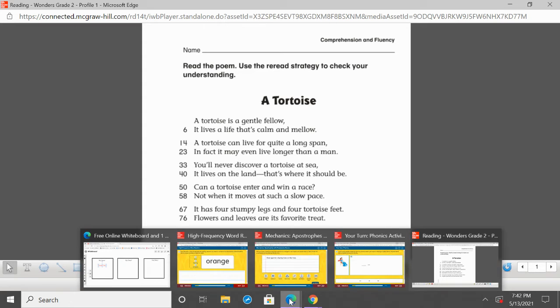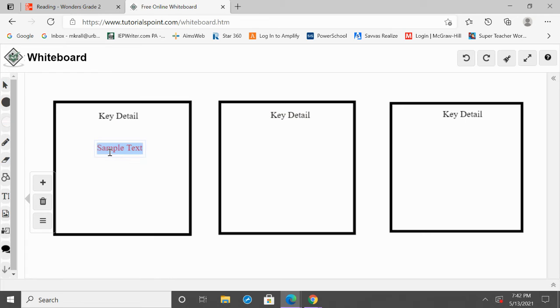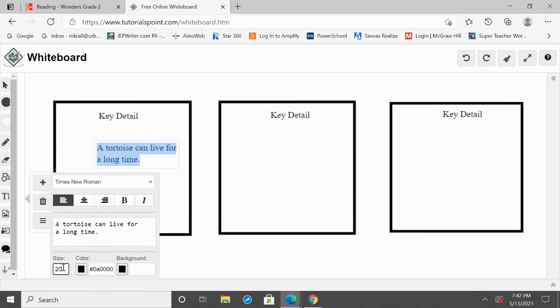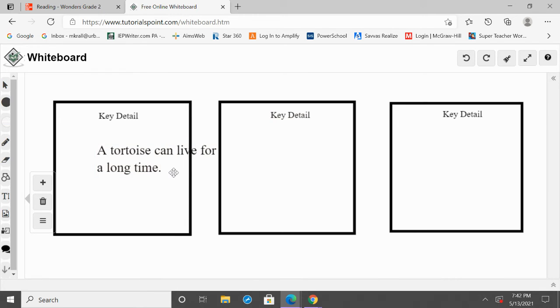Tortoise can live for a long time. Let me go ahead and I'll make this bigger for you guys. So a tortoise can live for a long time. That's one big important detail that we read in this poem. A tortoise can live for a long time. So go ahead, if you need to, pause me and write that.